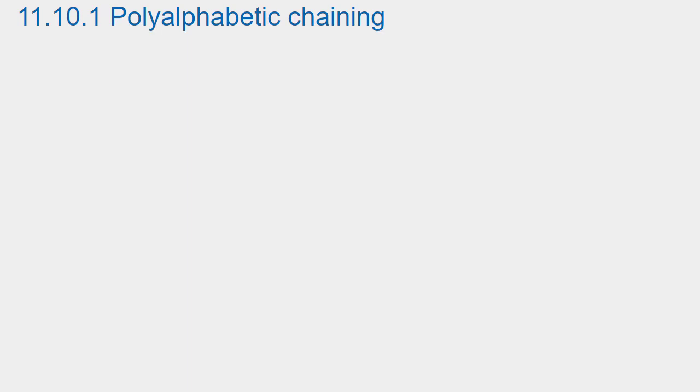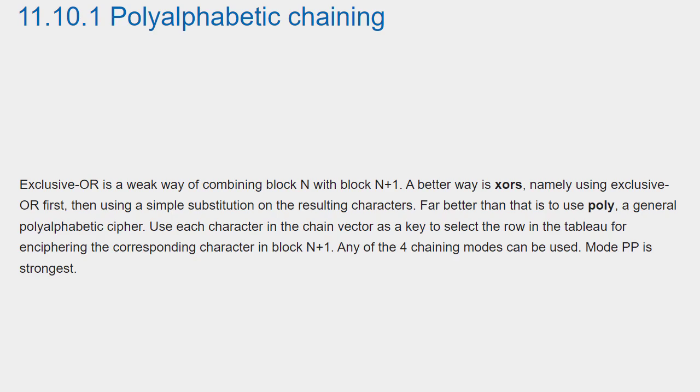Section 11.10.1 Polyalphabetic chaining. Exclusive OR is a weak method of combining block n with block n+1. A better way is XOR S, namely using exclusive OR first, then using a simple substitution on the resulting characters. Far better than that is to use poly, a general polyalphabetic cipher. Use each character in the chain vector as a key to select the row in the tableau for enciphering the corresponding character in block n+1. Any of the 4 chaining modes can be used. Mode PP is strongest.